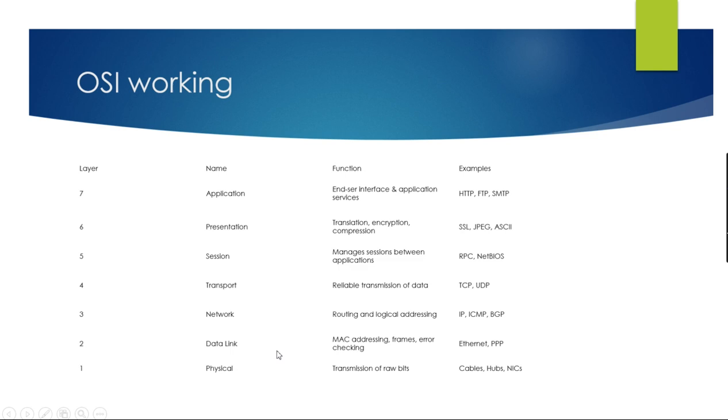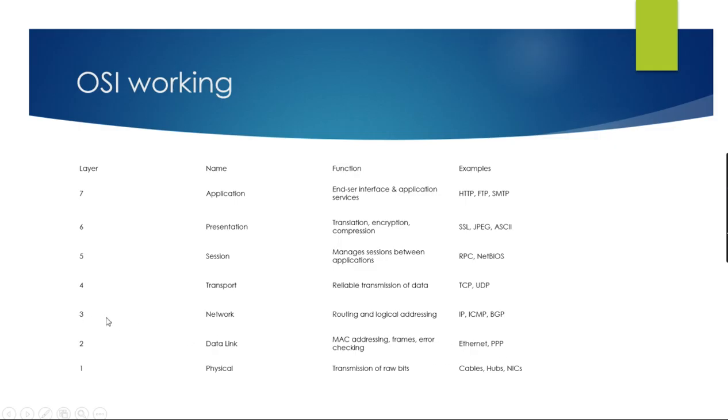Next, the data link layer. Whatever data is transferring through the internet has to have some addressing, and some encryption and decryption. All this process is completed in the data link layer. That is MAC addressing, frames, error checking, so Ethernet and point-to-point communication.